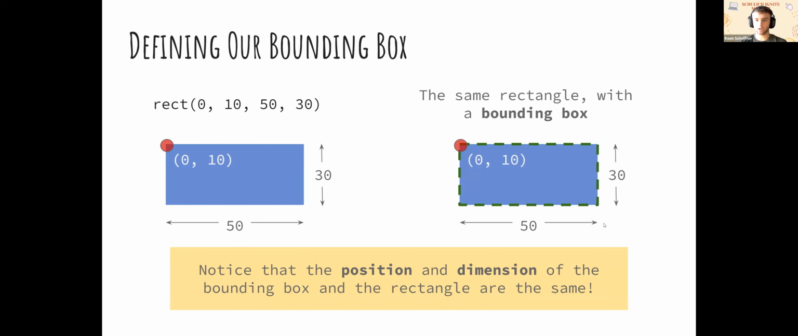Defining our bounding box is very similar to the rectangle function that we've been using, where it takes in an x, a y coordinate, and then our width and our height values. And it works just like a rectangle in the sense that the x and y coordinate is in the top left corner. Okay.